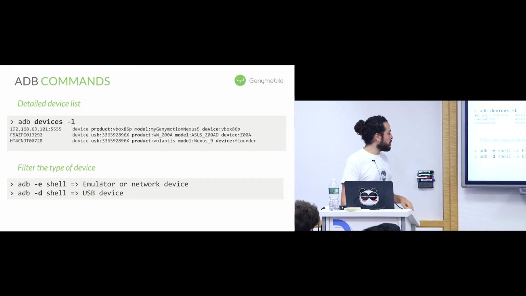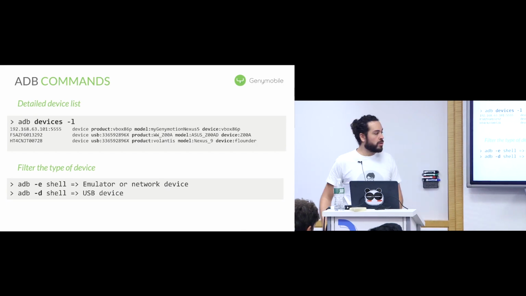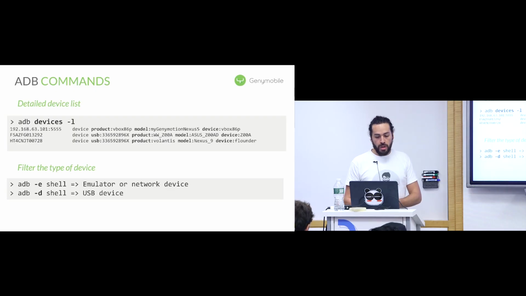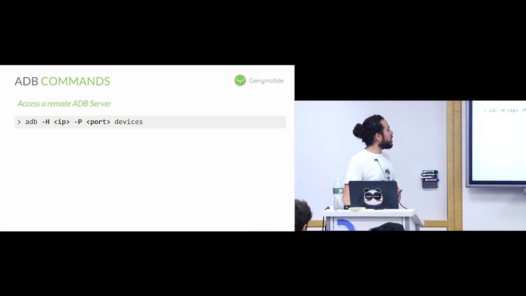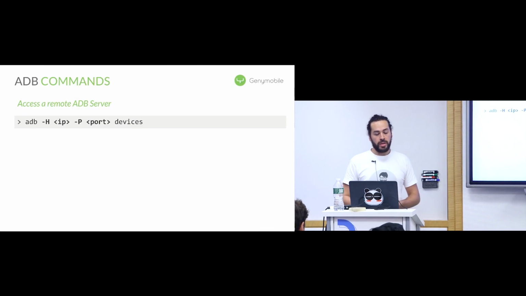Other commands, I will be very quick on that. With adb, you can filter the kind of devices you want to target. So -e will focus on emulators and network devices, and -d on USB devices. Another use case that can be useful for you are the options -H and -P. What they are aimed to do.